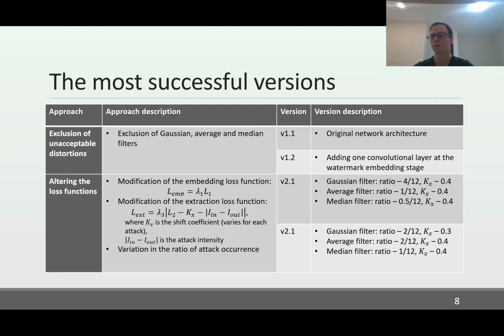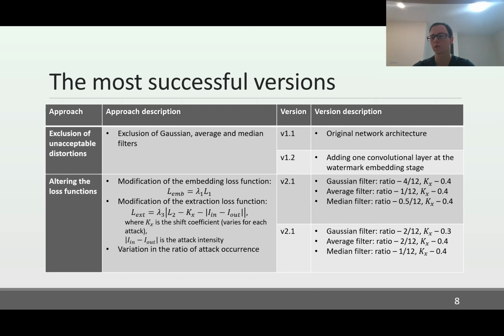The first two of them are based on the exclusion of Gaussian, average and median filters, while in version 1.1 the original architecture was preserved, and in version 1.2 another convolution layer was added. The second two modifications are based on changing the loss functions and the frequency of occurrence of attacks.